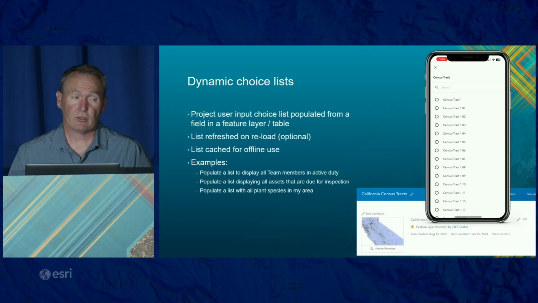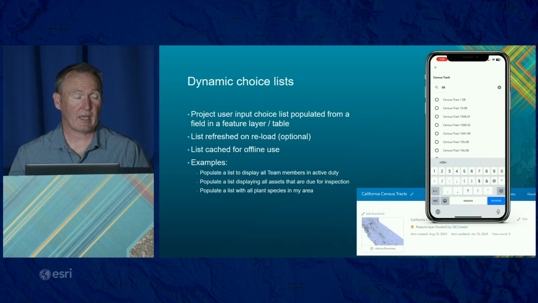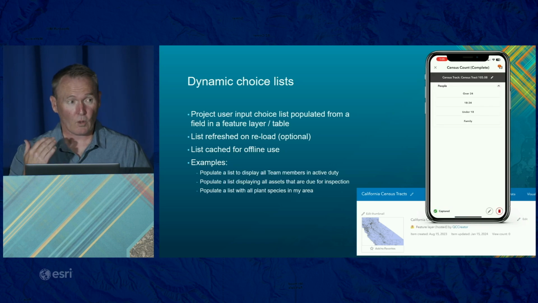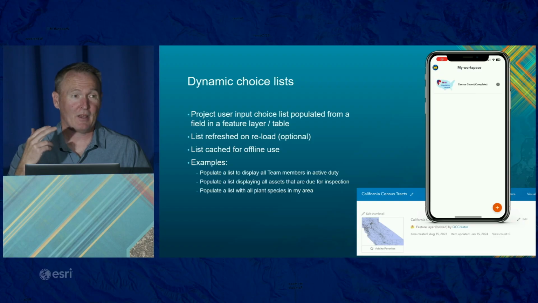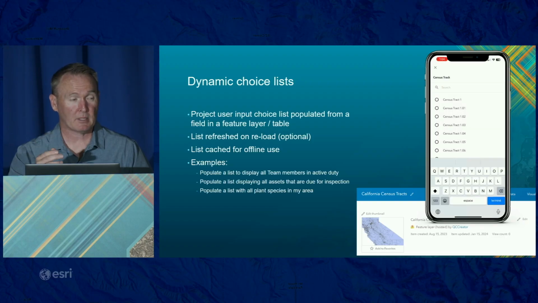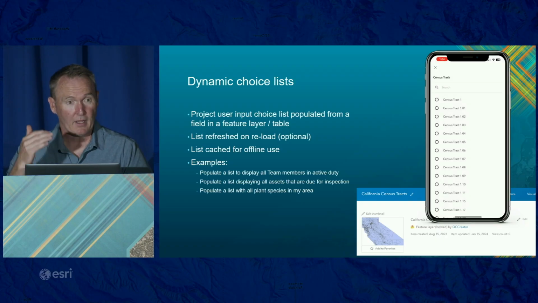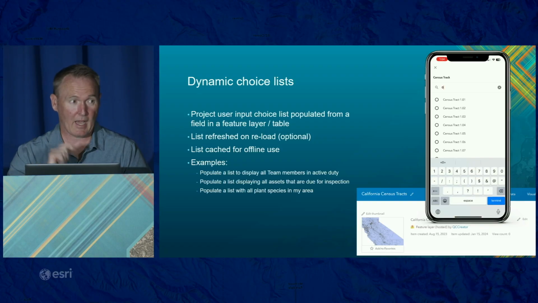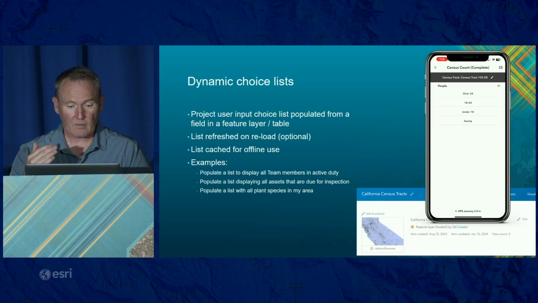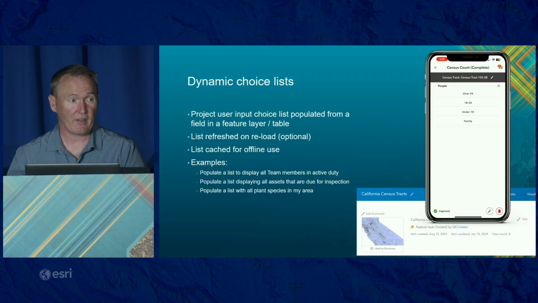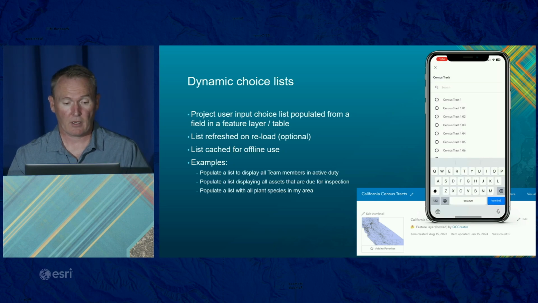Dynamic choice lists, these are really cool when you start up projects, and this was added this last year. When you start a project in QuickCapture, it'll ask maybe which team you're on, maybe where you're capturing data. It's kind of the first question that pops up as you start the project. And these can now be dynamically pulled from a feature layer, and they can be filtered. So again, populate a list with all the team members for the day. On Monday, only show me the list for the Monday workers, and they have to tap who they are. Or display all the assets that are due for inspection that day. So this is a powerful capability, these dynamic choice lists that come through as you start a project.